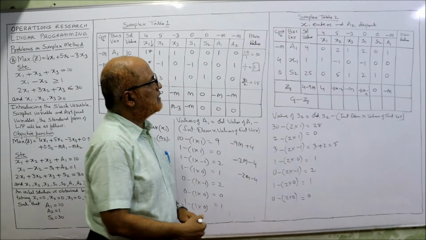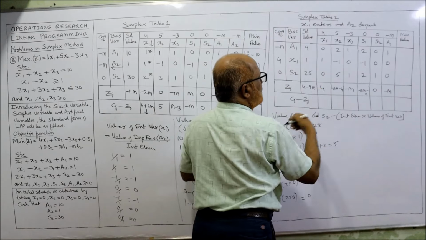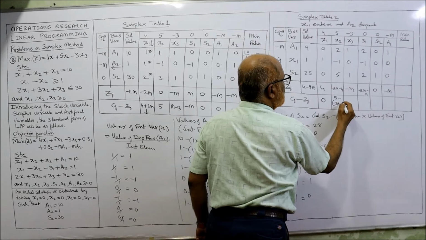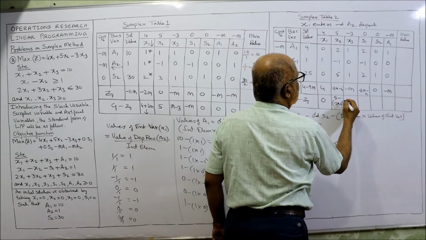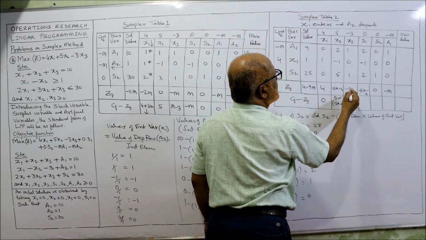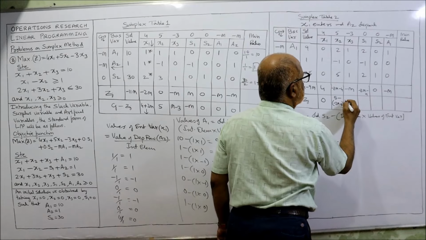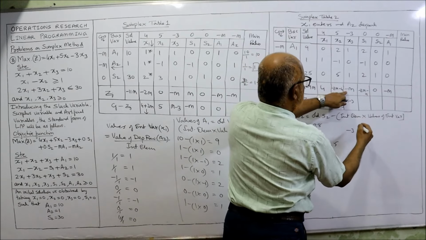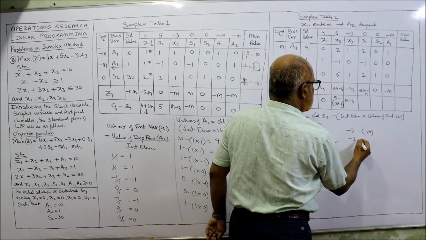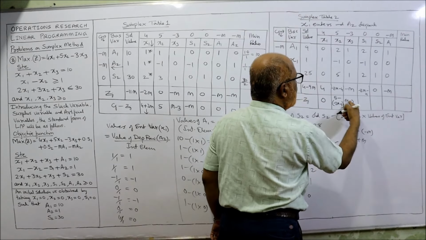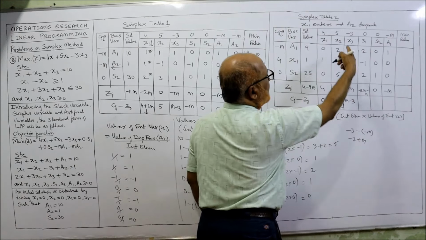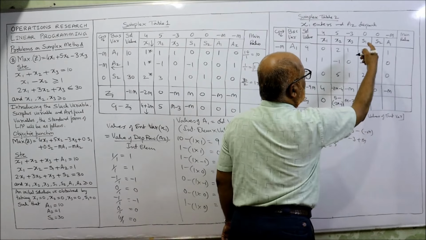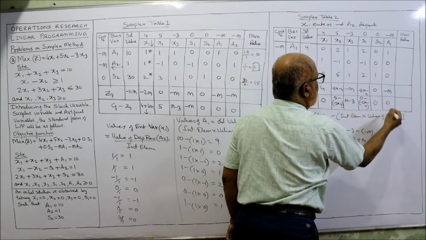Now Cj minus Zj. Simply 4 minus 4, 0. Here 5 minus 2m minus 4. Here minus 3 minus m, and minus into minus becomes plus, so m minus 3. Again I repeat, minus 3 and then minus m, so minus 3 minus into minus becomes plus m. So m minus 3. Next one, 0 minus 2m minus 4. Last one, 0 minus m plus m becomes 0.